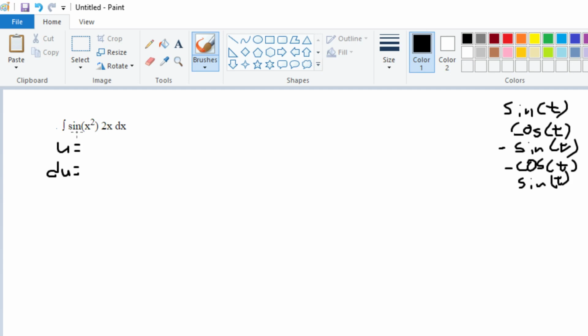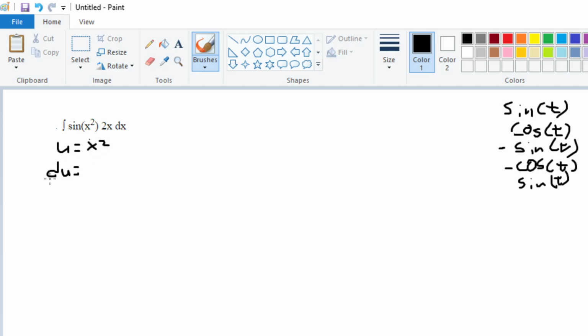So we'll start with sine. We know the derivative of sine is cosine. We do not see cosine anywhere in here, so we know we are not using sine for our u. The next part is x squared. The derivative of that is 2x, which just happens to be the next part. So now we know what our u is. Our u is x squared.